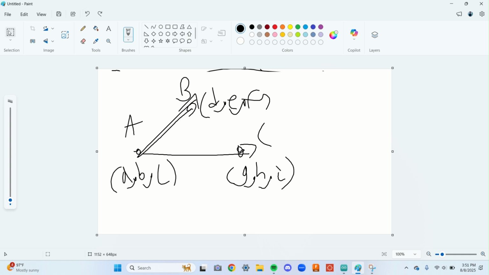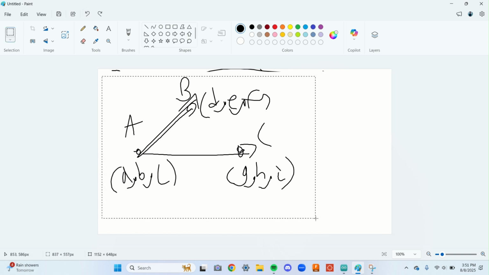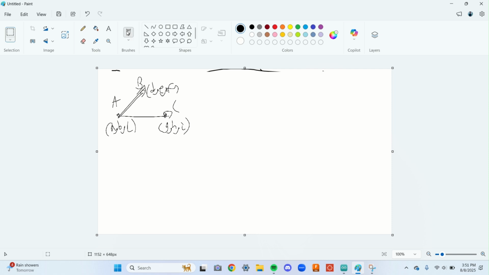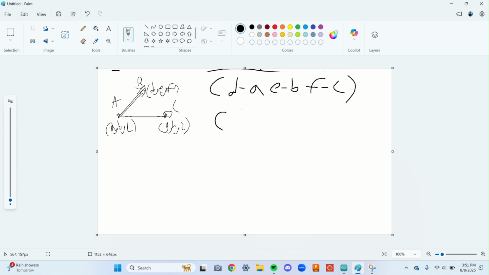So what's the vector going from point A to point B? Well, again, we can just subtract their components. So the vector going from point A to point B is going to be D minus A, E minus B, F minus C. And similarly, the vector from A to C is going to be G minus A, H minus B, and I minus C.